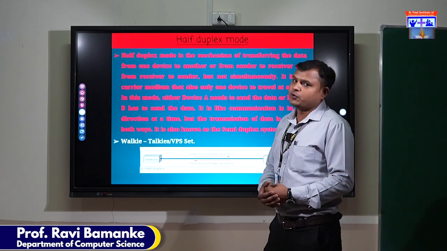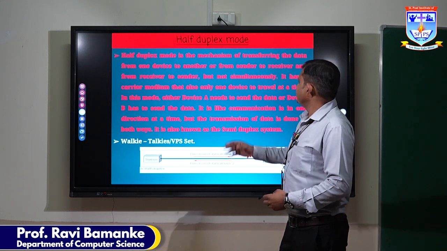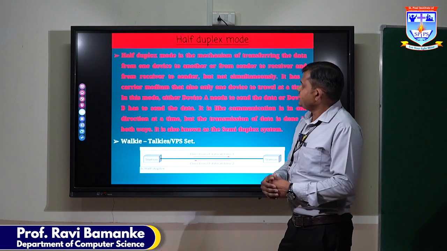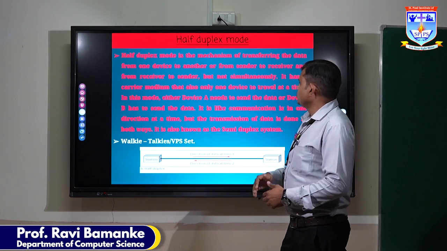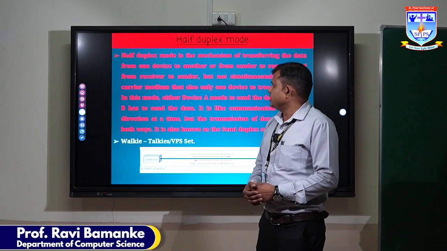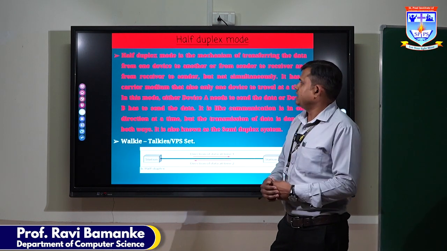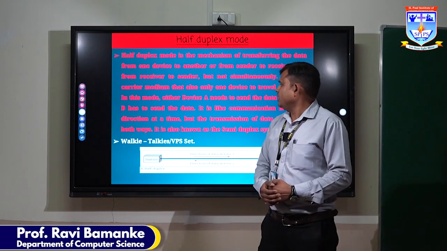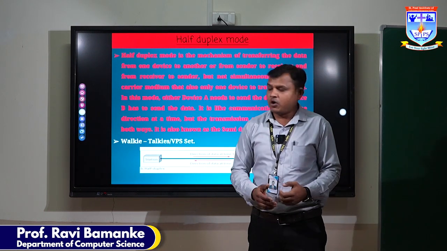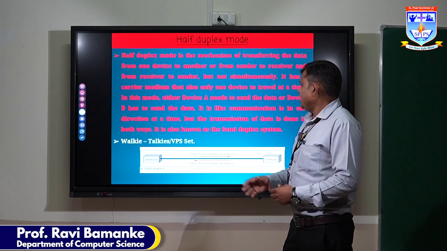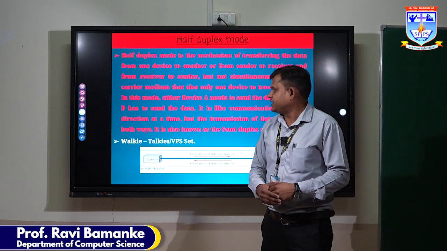Second, half-duplex mode. Half-duplex mode is the mechanism of transmitting data from one device to another, or from sender to receiver and from receiver to sender, but not simultaneously. It has a carrier medium that allows only one device to transmit at a time. In this mode, either device A needs to send the data or device B has to send the data.